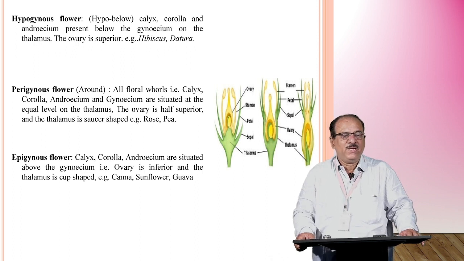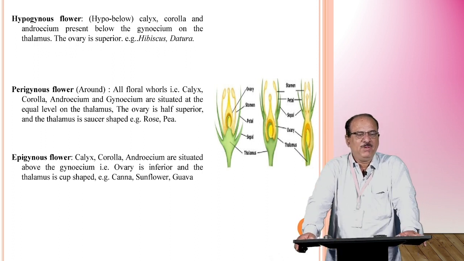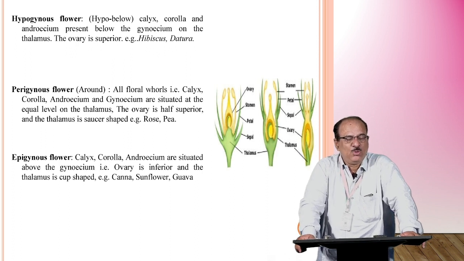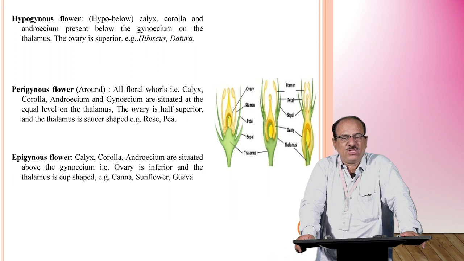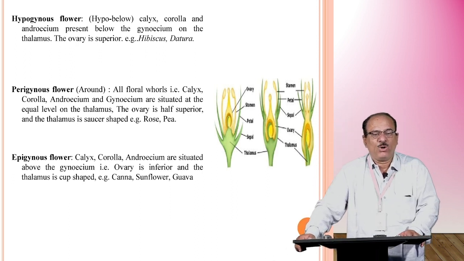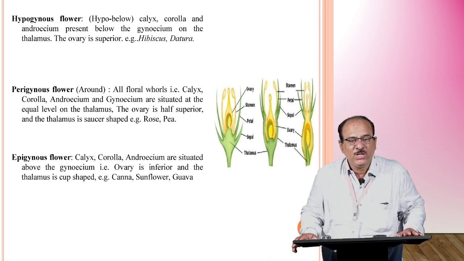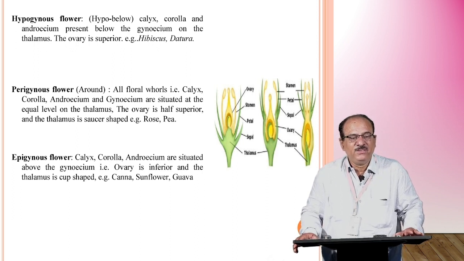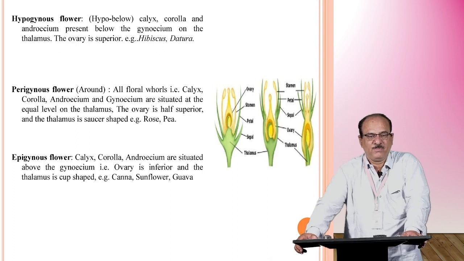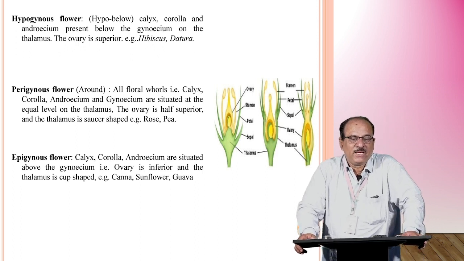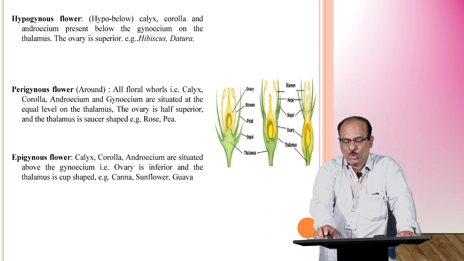The third one is the epigynous flower. Epi means above, gyne or the gynoecium, above the gynoecium. So calyx, corolla, androecium, all of the three, they are inserted above the ovary or above the gynoecium. Naturally, the ovary becomes inferior. In this case, the thalamus is cup-shaped, as in case of canna, sunflower and guava.